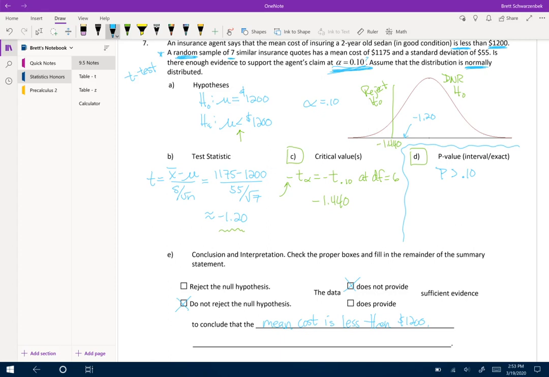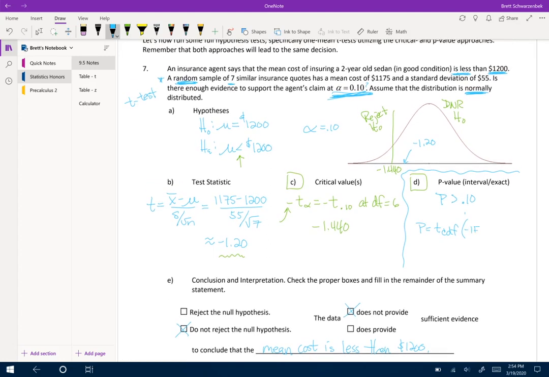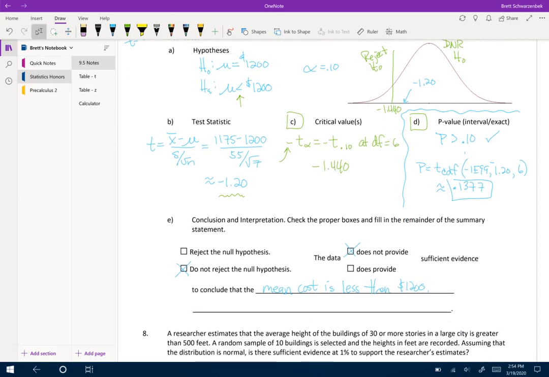Okay, last thing, if we want to find the exact p-value, we would use the command tcdf to find the area to the left of our test statistic. So how would we do that? If we're in the left tail, we would want the smallest number we can think of from our calculator. We would move to our test statistic, and then use our degrees of freedom. If we do that, we get a p-value of approximately 0.1377, and clearly that is greater than 0.10 and leads us to not rejecting H naught.